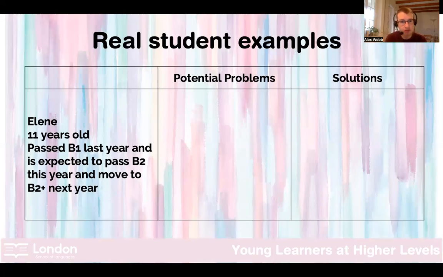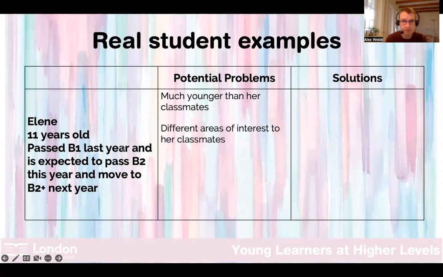So potential problems we might face with Eleni are, again, being much younger than her classmates. This is something that I've experienced with her. She has different areas of interest to her classmates. While some of her classmates are interested in, I don't know, music and going to concerts and things like that, I found Eleni was still talking about Disney movies. So there were definitely different areas of interest to her classmates here.